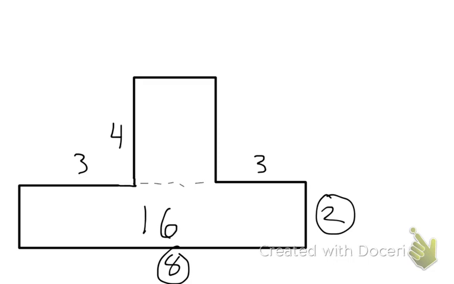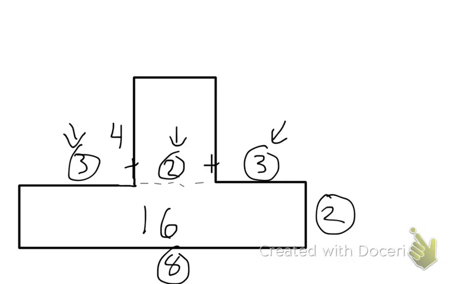So the area of that bottom figure is 16. Now, the problem is, for the top rectangle, we don't know the height or the base, whichever one you want to call it. I know that both of those sides are 3, which means that that middle section has to be 2, because that's 3, that's 3, that's 2. They all three have to add up to equal 8, because they're the same length.